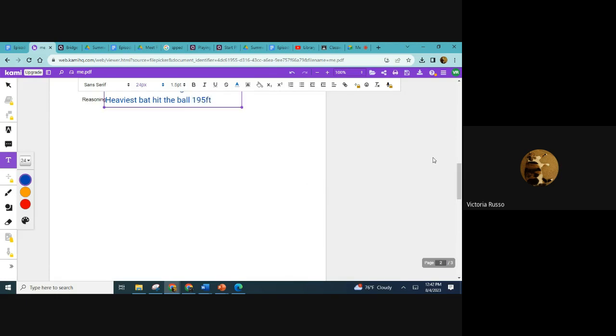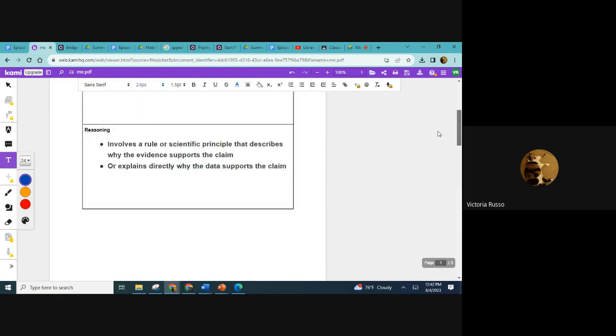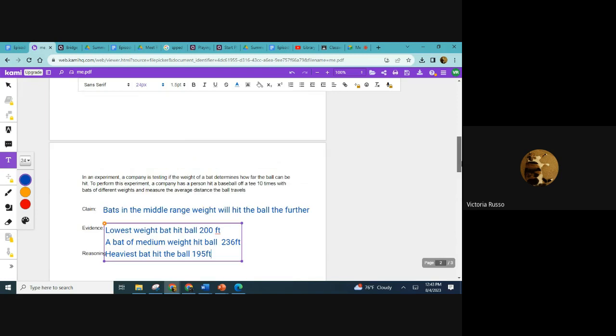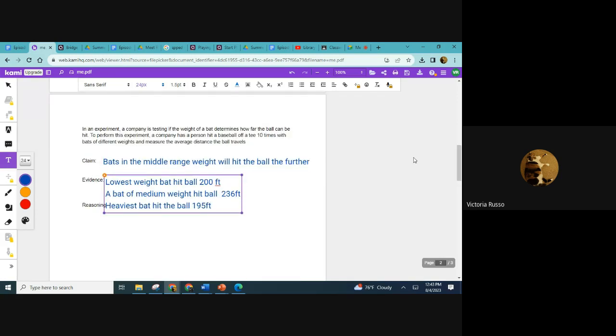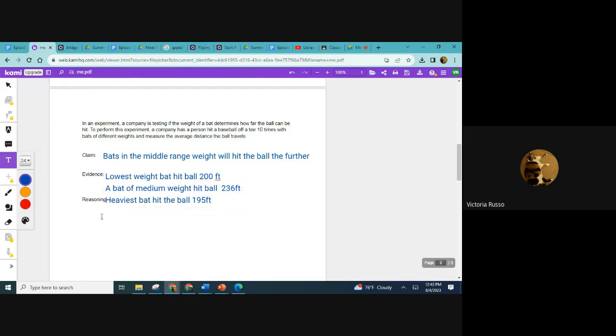All right, so now the hardest part is the reasoning. Okay. So the reasoning can be one or two things. If you know the science behind it, which we don't yet, you can explain why is that the case? But it explains why do those numbers support the claim. And usually it's so easy, it's hard, that the middle range bat will hit the furthest. Well, and our reasoning here, if we take a look, sort of explains directly what the data means.